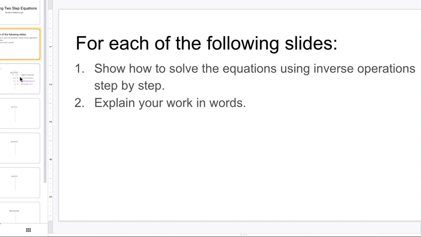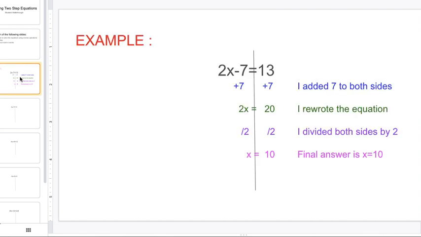So here's an example, first of all, of what we're expected to do. First of all, we've got our equation right here: 2x minus 7 equals 13. The first thing we're doing, and again, like we said yesterday, there are multiple ways of doing this, but there's a shorter way of doing it, and that's what we're going to focus on.